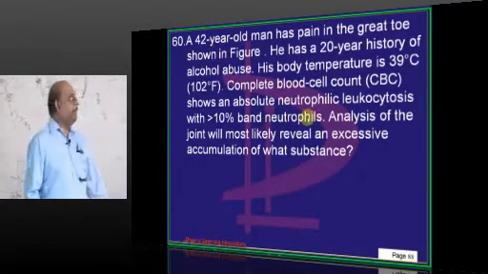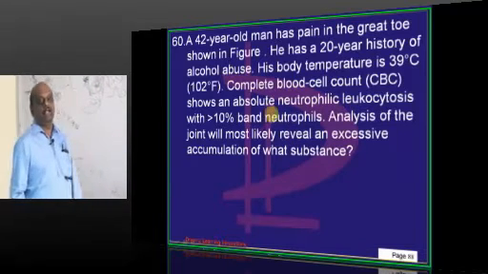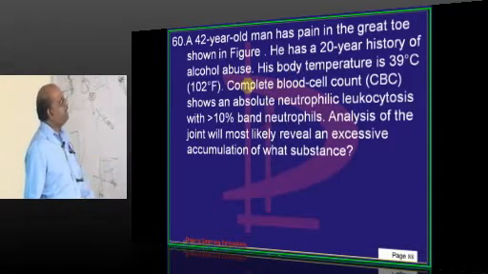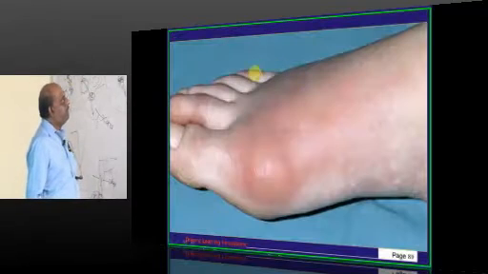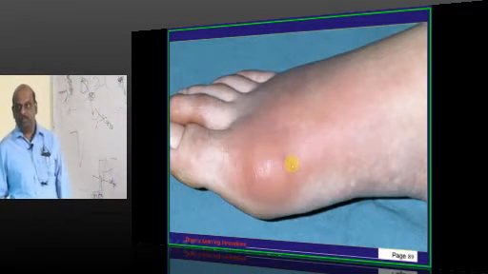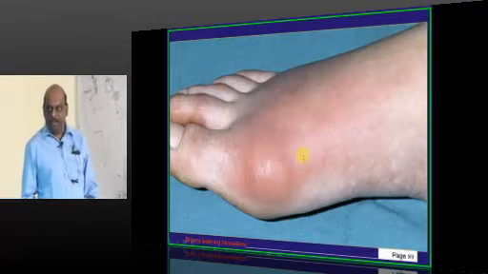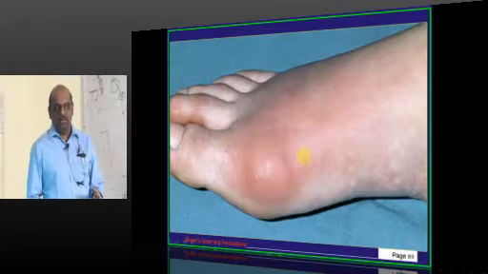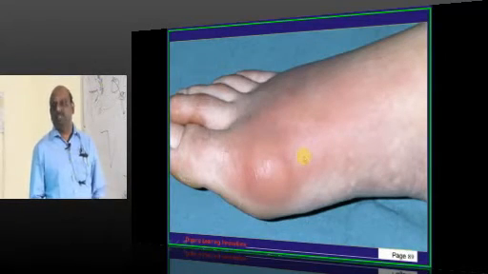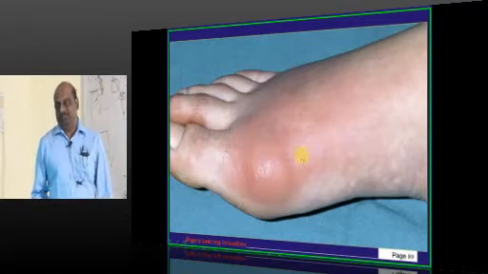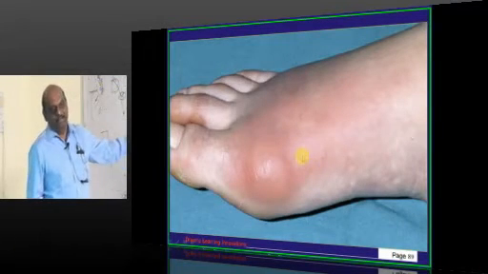Now the complete blood picture is showing neutrophilic leukocytosis with more than 10% bands. His body temperature is 102 degrees in a 42-year-old. What do you find on his big toe? Inflamed first toe metatarsophalangeal joint, pathognomonic of gout, right? And what is the treatment?